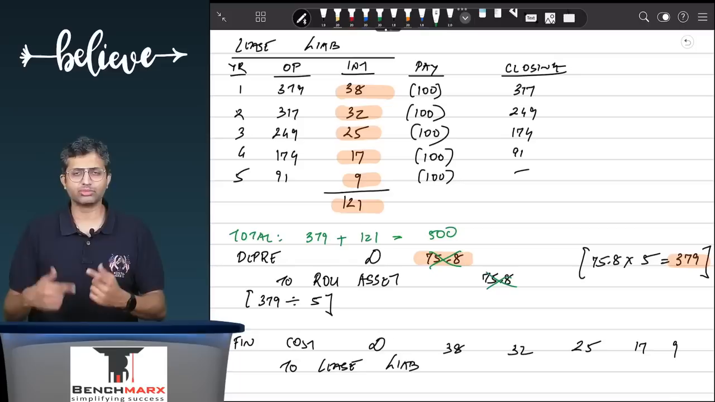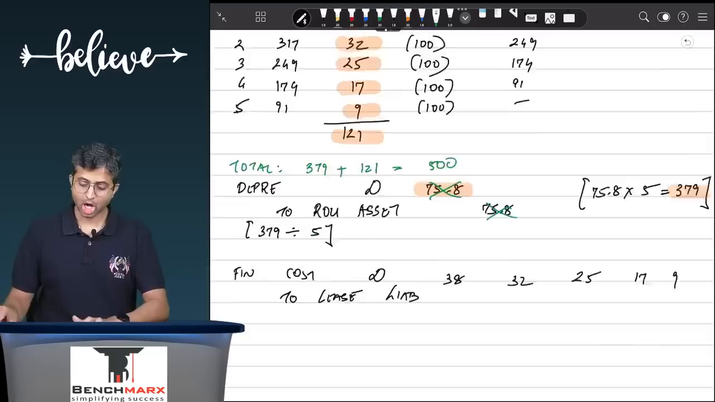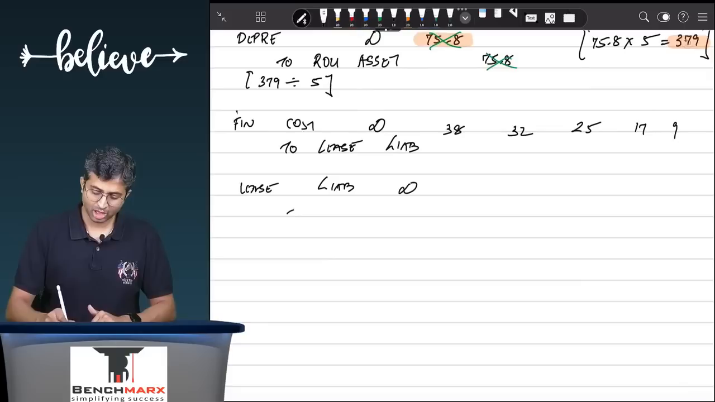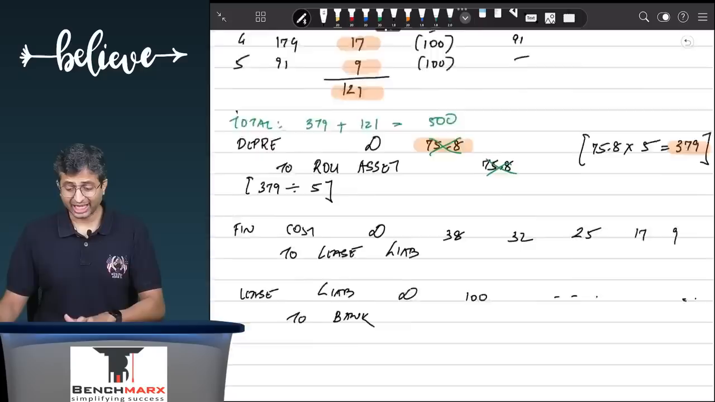And when you look at the lease liability, in subsequent accounting you will recognize the interest and a separate lease payment. Obviously a separate lease payment entry will also come, that is lease liability account debit to bank every year of 100. Now, is that it? Well, usually yes. In a simple question, this is how your accounting will proceed. However, can these values change?